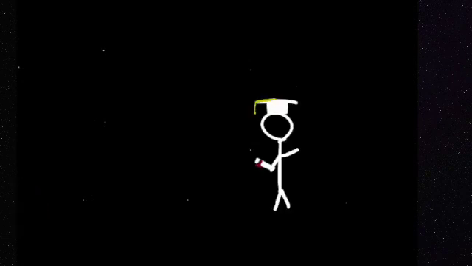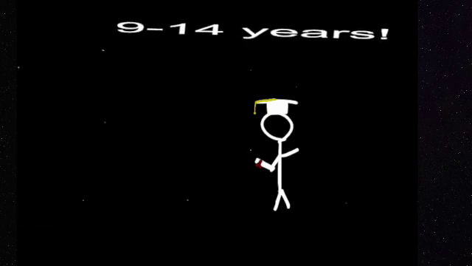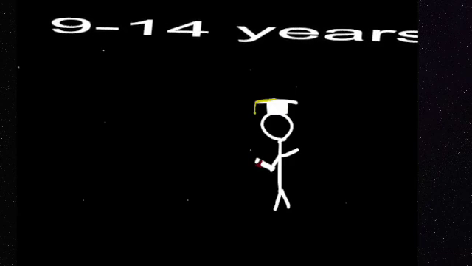One job that includes dealing with the states of matter in space is an astrophysicist. Astrophysicists have to have at least a master's degree in engineering, physics, astronomy, or other science courses. It takes 9 to 14 years to complete a bachelor's degree and a PhD, with a major in astrophysics or a similar field.